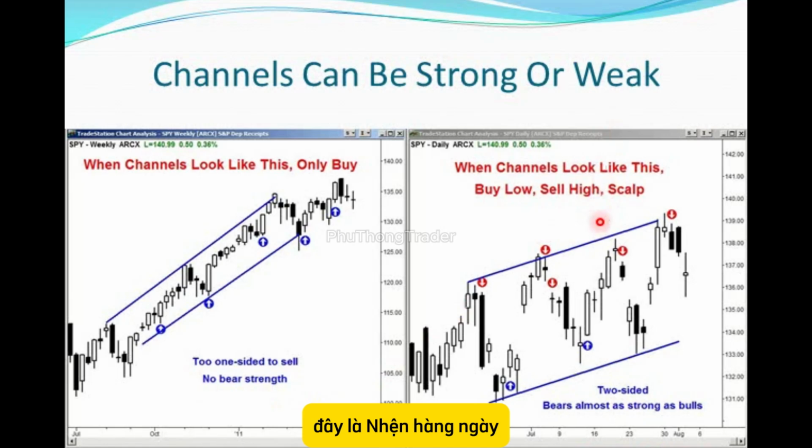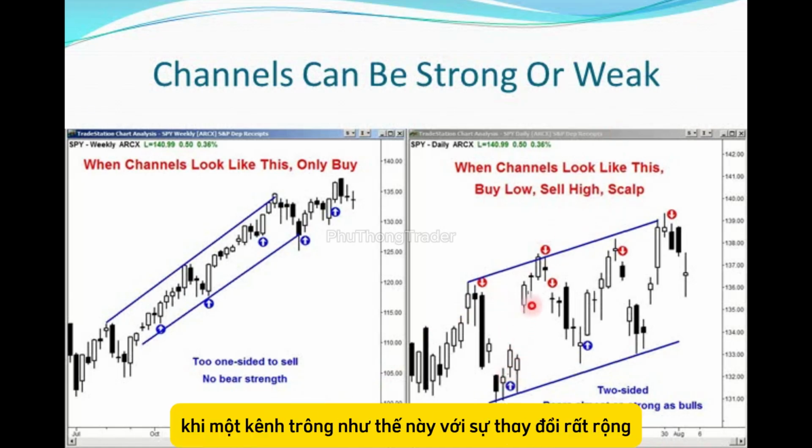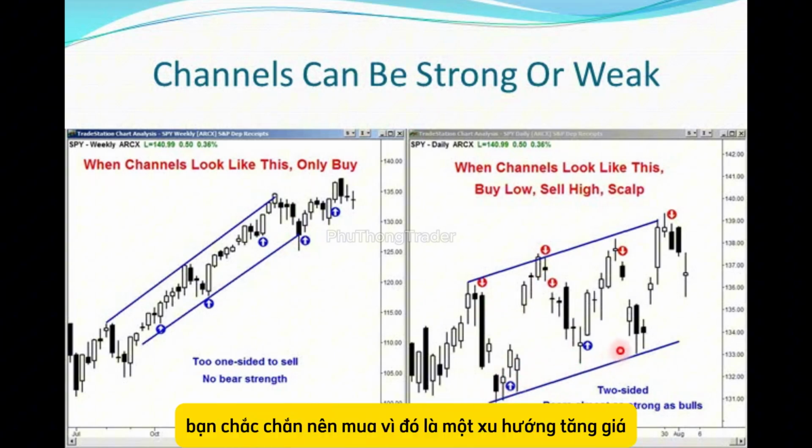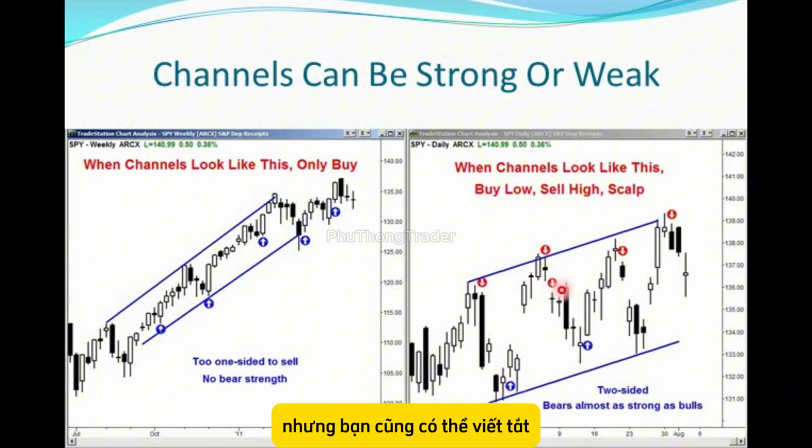Here's the daily spider. When a channel looks like this with very broad swings, very deep pullbacks, you certainly should buy because it's a bull trend, but you can also short as well.